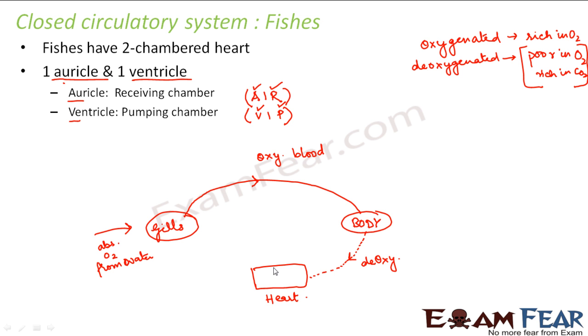Where will it go? Now the heart is divided into two chambers, that is auricle and ventricle. Auricle is the receiving chamber, so it will receive the deoxygenated blood. Then the auricle will pass this deoxygenated blood into the ventricle, and then the ventricle will pass it to the gills again. So what will the gills do?